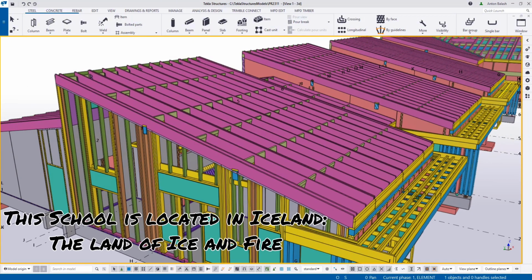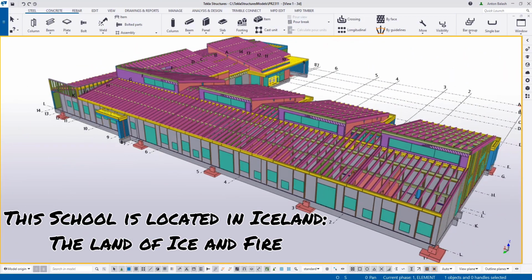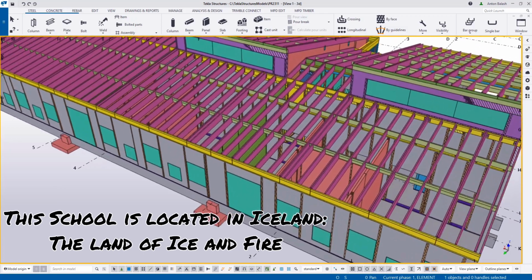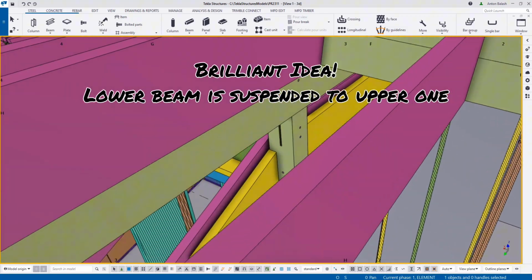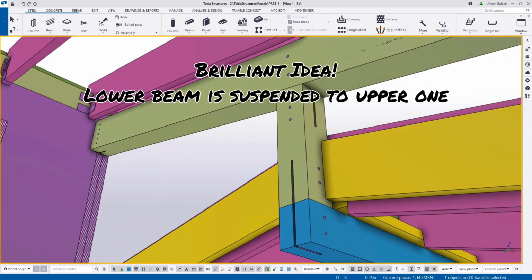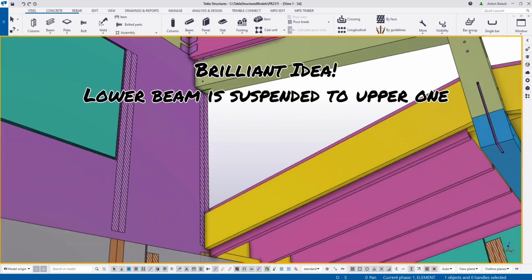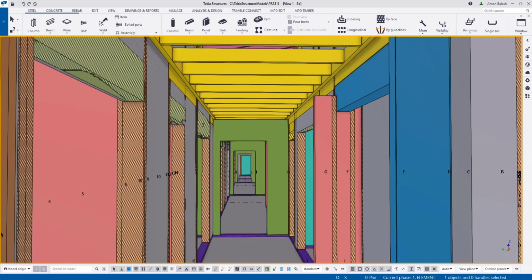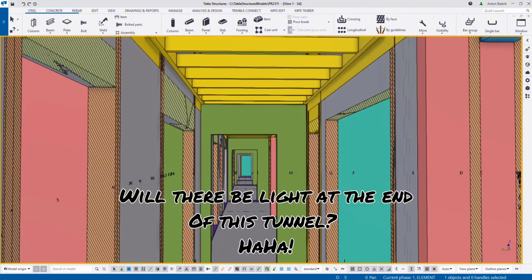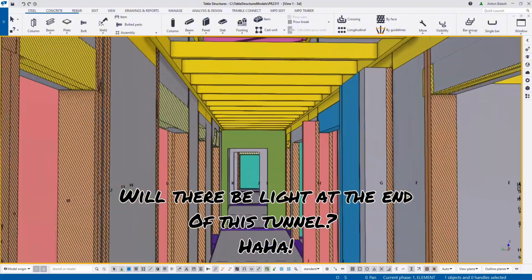This school is located in Iceland, the land of ice and fire. Brilliant idea. Lower beam is suspended to upper one. Will there be light at the end of this tunnel?